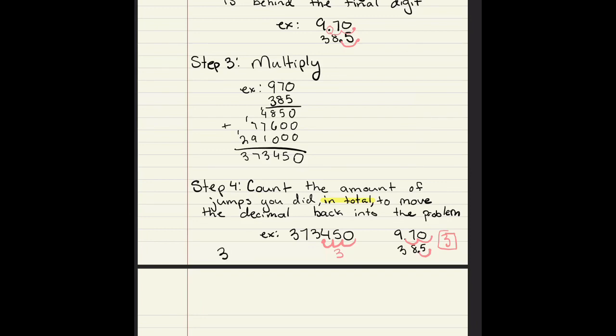So then it would be 373.450. And you can include or exclude that 0 in your final answer, because technically, remember, all numbers have a decimal after it, and 0, 0, 0, 0, 0 on and on and on. So technically we don't have to include it.